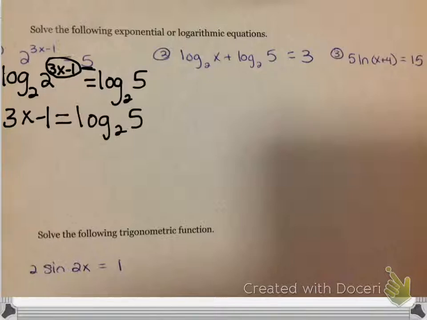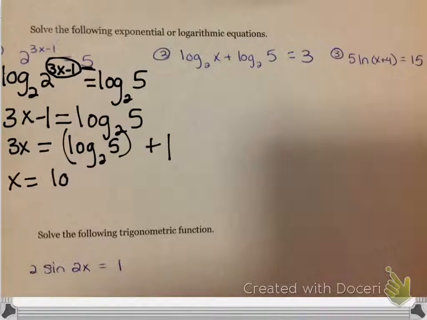Now, just your algebra, I can add 1. So, log base 2 of 5, quantity plus 1, and divide by 3. If I want to get a decimal value, you can do log base 2 of 5 on your calculator. If I ask for exact value, that would actually be my answer.